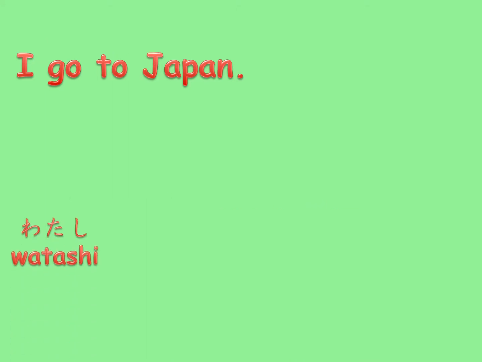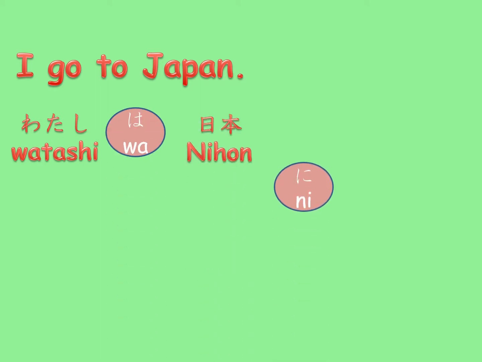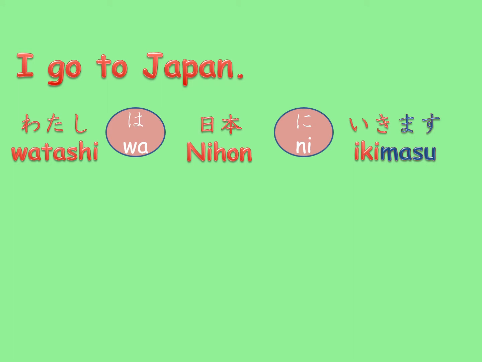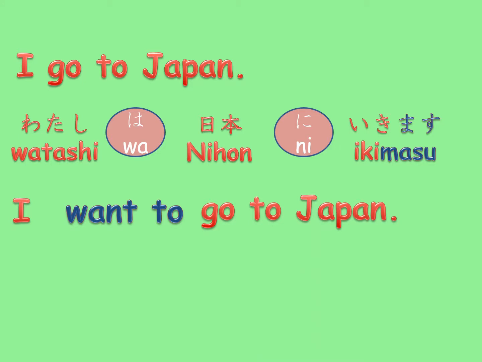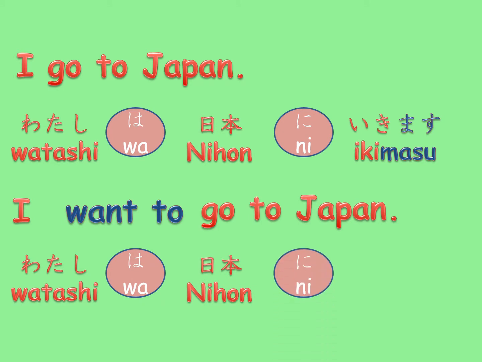"I go to Japan" is 私は日本に行きます。 We need the two particles は and に, and all polite form verbs end in ます. If you want to change that into "I want to go to Japan," 私は日本に. Up to here, everything is the same. But instead of 行きます, you say 行きたいです. The ます ending changes to たいです to express what you want to do.